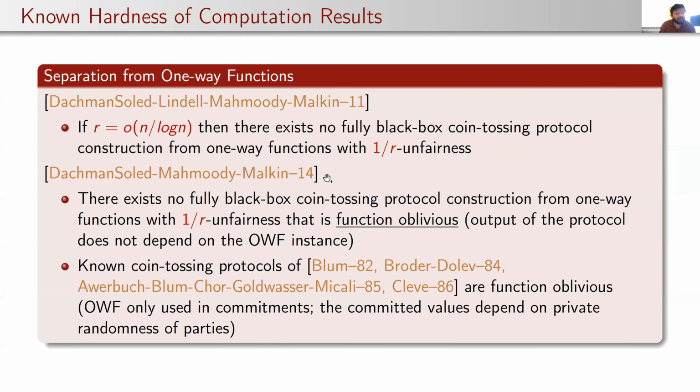In 2011 and 2014, there were two results which prove that if coin tossing protocols use one-way functions in a black box manner, then achieving 1 by square root R unfairness is difficult. However, the restriction that they had was that their round complexity was only sublinear. This was a significant restriction: sublinear in the input size of the one-way function.